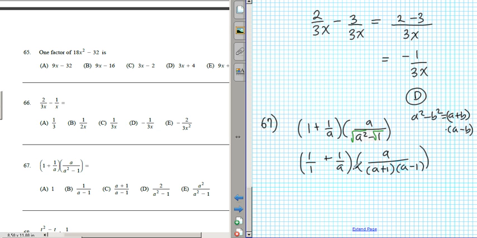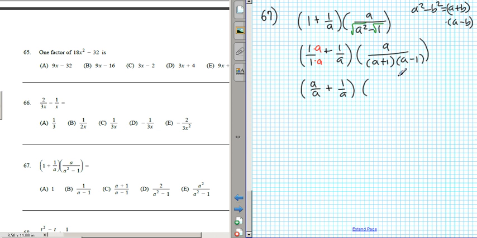Now let's evaluate this one. To do this, this is just like 66. You need to find the LCD to make the denominators the same. Okay, so what's the LCD of 1 and a? It's a, right? So for this one, I need to times it by a, top and bottom. So it's going to become a over a plus 1 over a on the left, and then on the right, a over, just leave this one alone, okay? A plus 1, a minus 1.